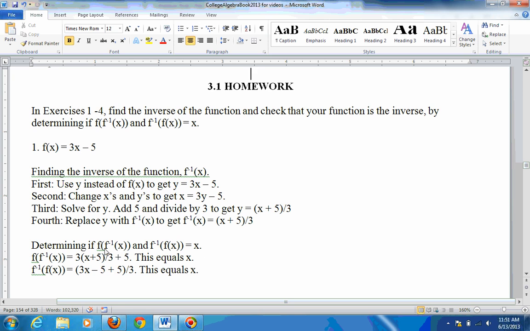Now to determine if f of f inverse of x and f inverse of f of x equal x, you need to composite them together. F of f inverse of x means take the inverse function that we just got and substitute that into the f function right up here. So put this whole x plus 5 over 3 in for x on the 3x minus 5. So it will be 3 times this x plus 5 over 3, which I have right here, and then finishing it off, minus 5 right here.